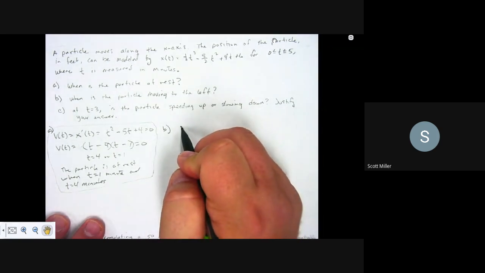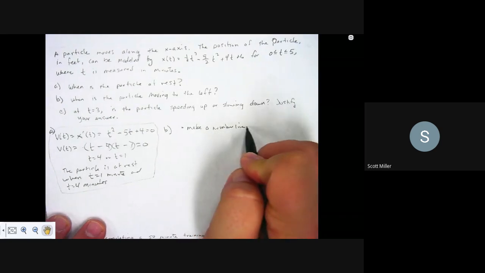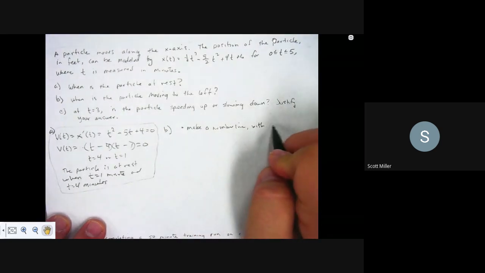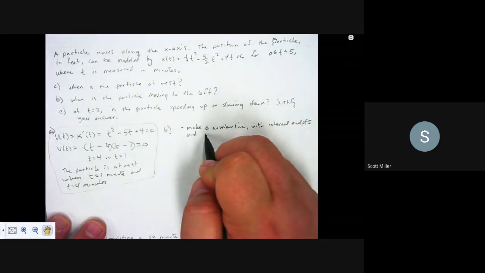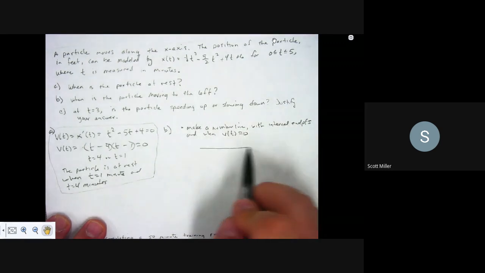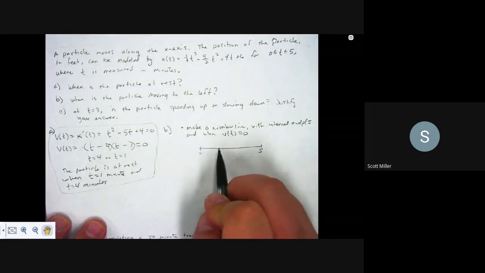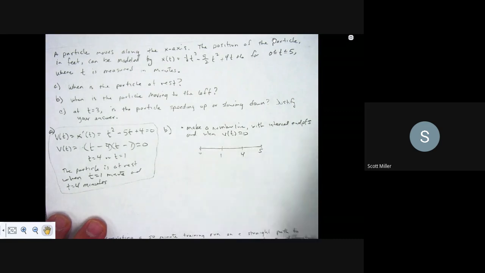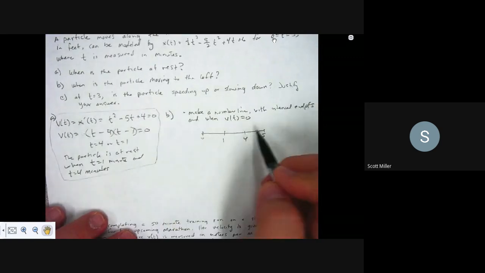So you want to make a number line with the interval endpoints. That would be the 0 and the 5, and whenever v of t equals 0. So you want to have a number line right here, 0 and 5, 1 and 4. They don't have to be in perfect order or spacing. So just representing. So we use this to guide us.